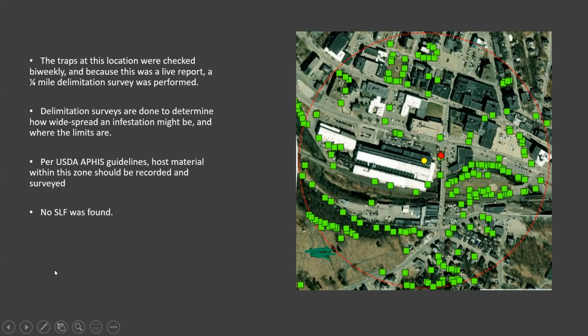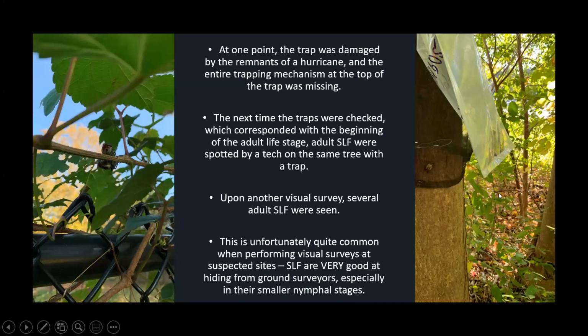So nothing was seen. And then at one point, our trap got damaged by the remnants of one of the hurricanes that came through, and the entire bag was missing. So we actually had to replace that, as well as re-glue the plastic cup that holds the bag on there. That kind of threw off our survey a bit. And then the next time the traps were checked, which corresponded with the beginning of the adult life stage, we found some SLF on the original trees that we had put these circle traps on, as well as the old bag, which was blown across the property, which had SLF in it.